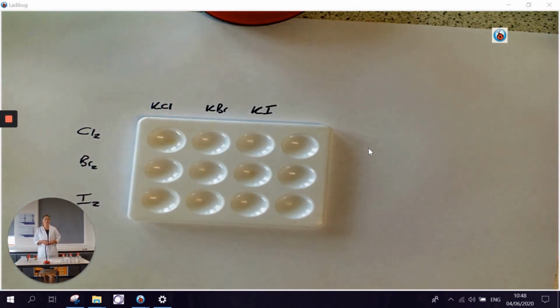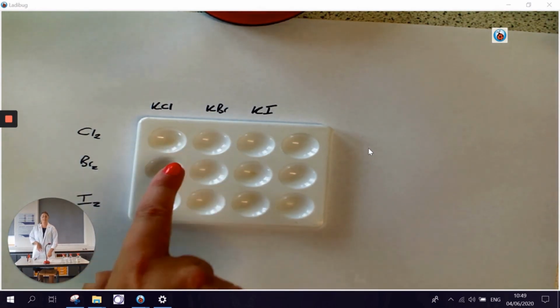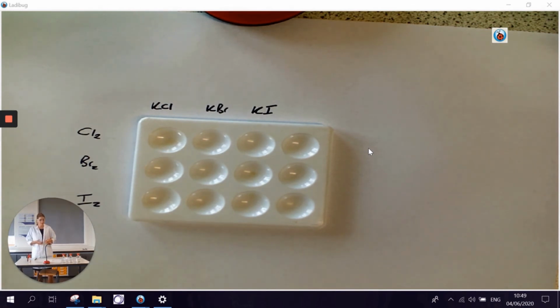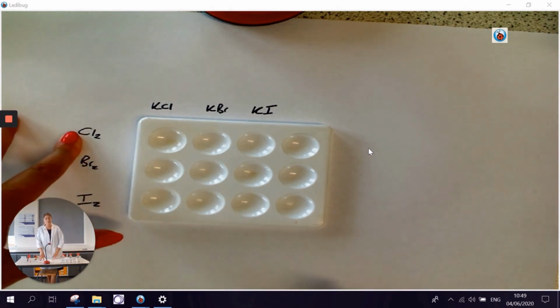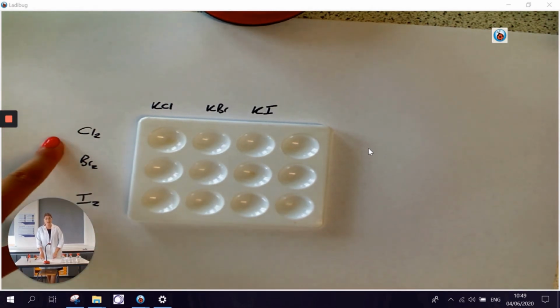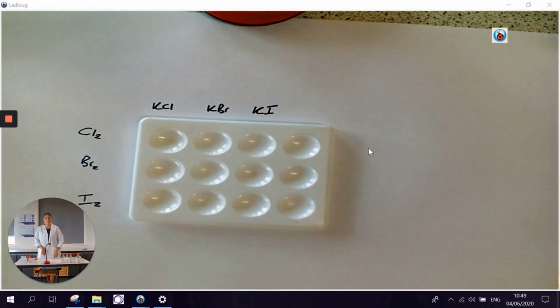And what I will do is add a few drops of each salt solution into each of these dimples in the spotting tile, and then I will add a few drops of the halogen to see if there is a colour change. If there is a colour change, that means a displacement reaction has taken place, which means the halogen which has been added is more reactive than the one that is in the compound, and they have swapped places. So first I'm going to add a few drops of potassium chloride.